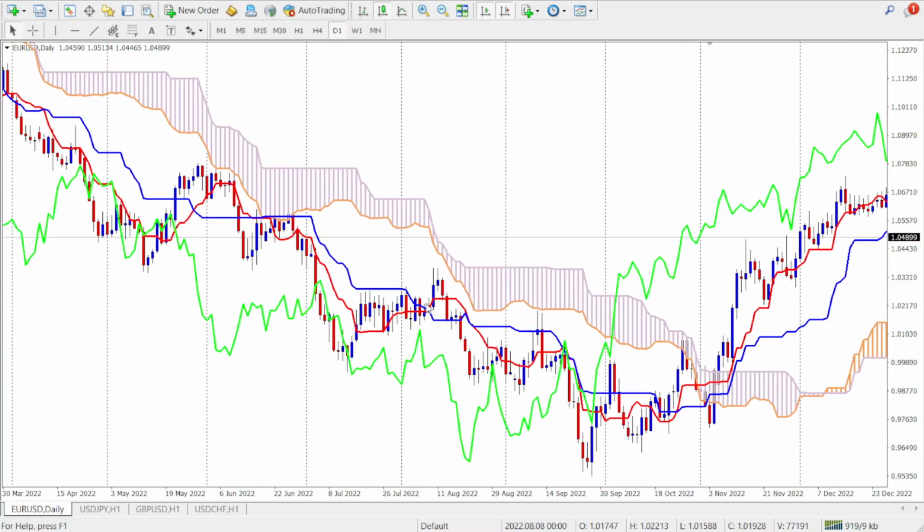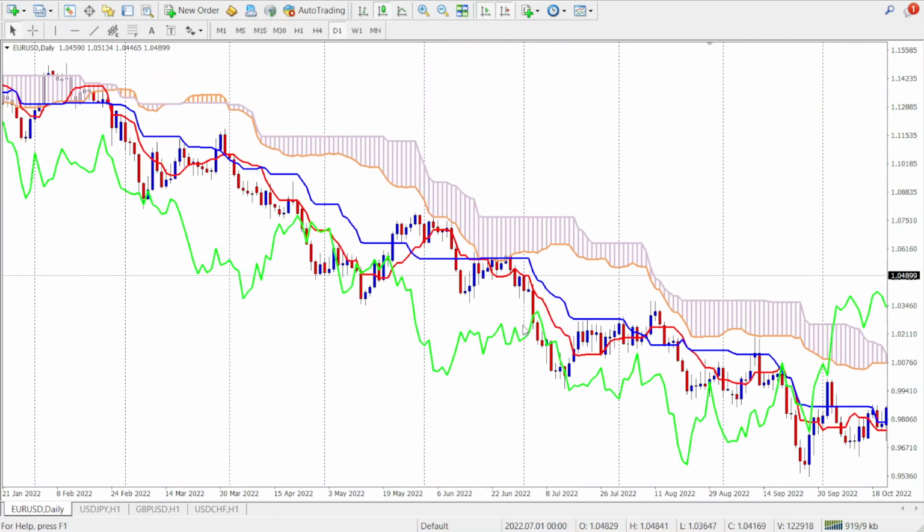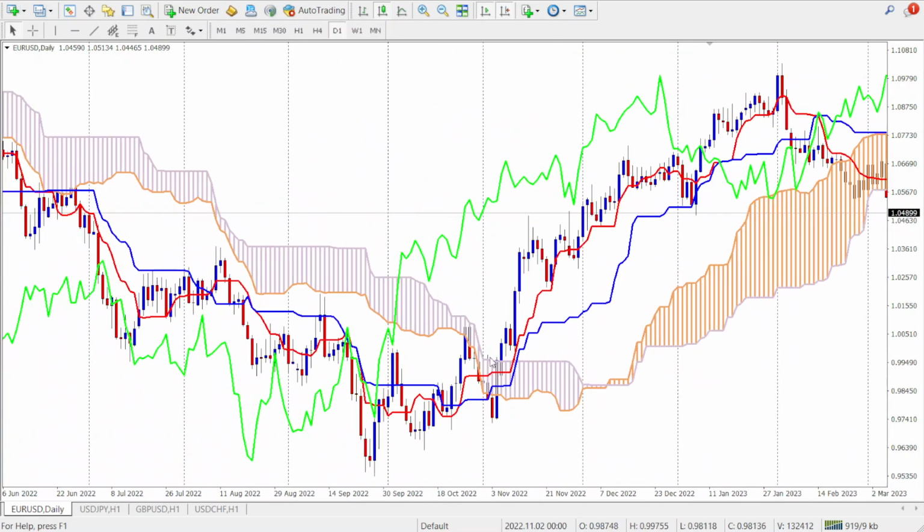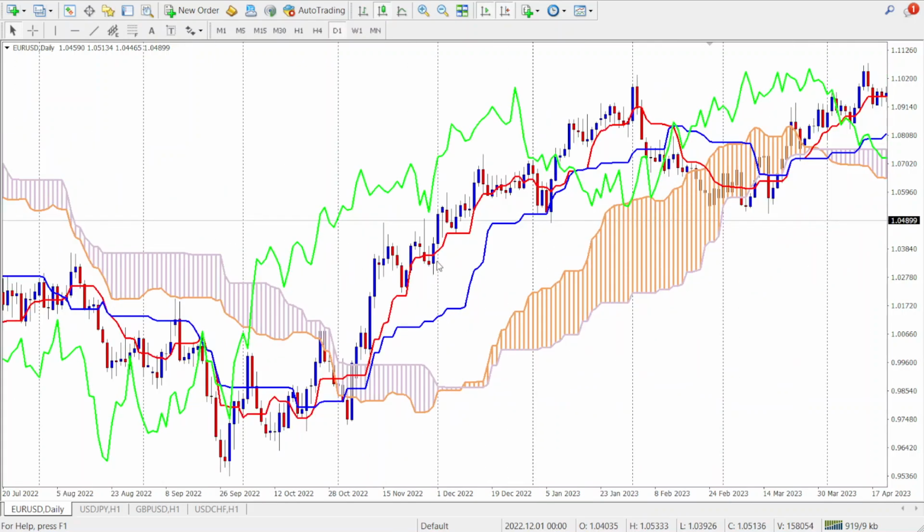When we are in a downtrend, you will notice the color of the Kumo cloud is this gray-like color, and in an uptrend you will notice this orange color. So when we have a breakout from a downtrend to an uptrend, and the uptrend has been confirmed, the Kumo cloud will turn bullish. It will turn to this orange color.